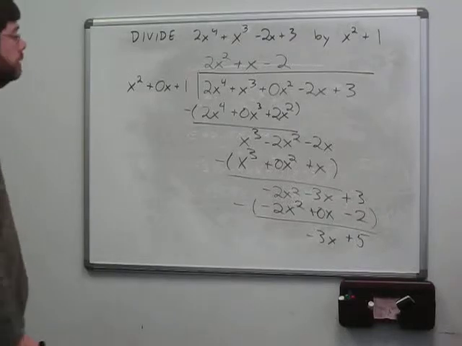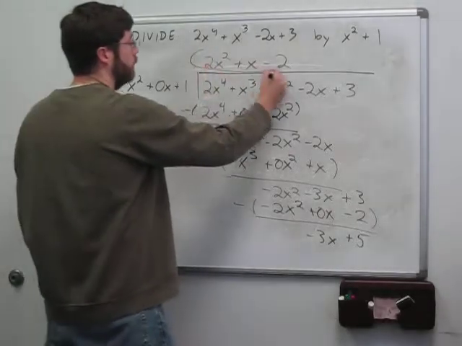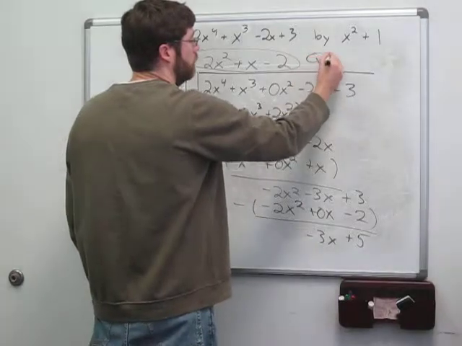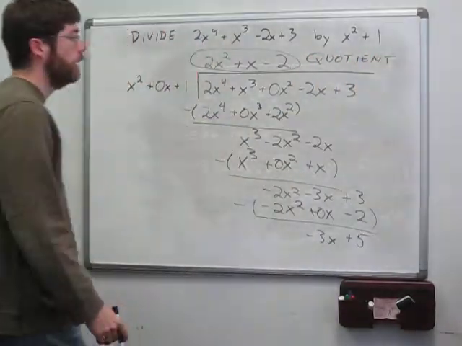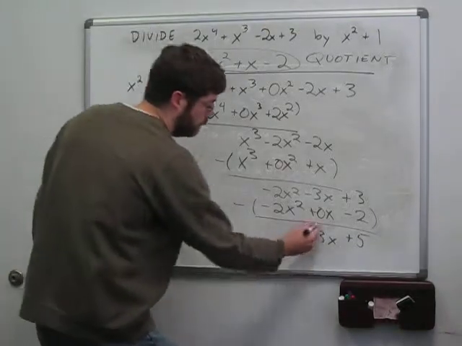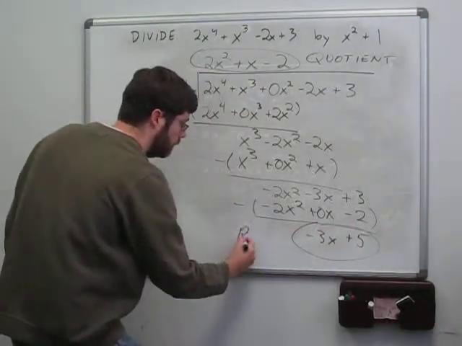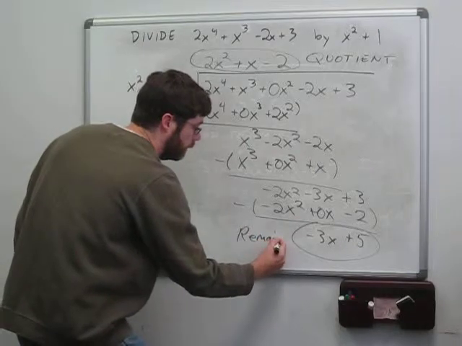Most problems ask you to identify the quotient and the remainder. The quadratic on top is the quotient, and our remainder is at the bottom.